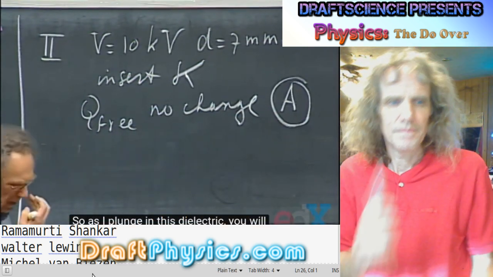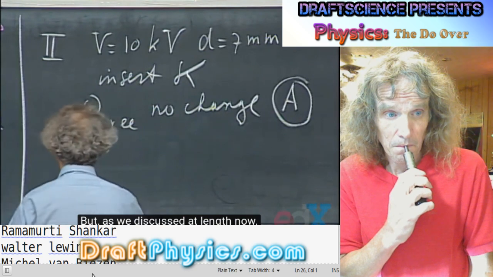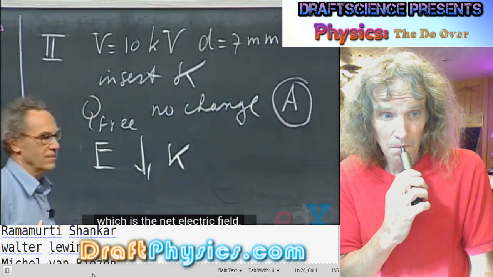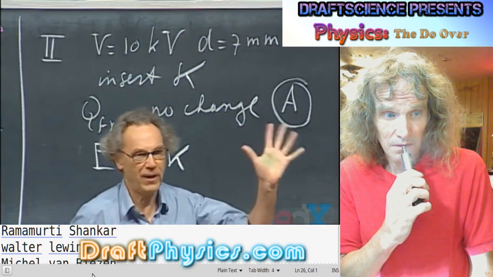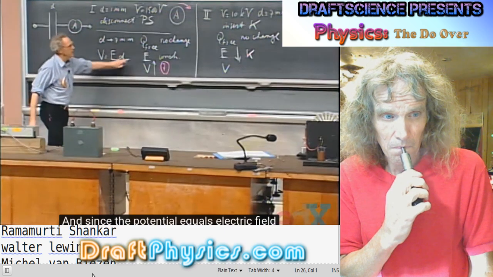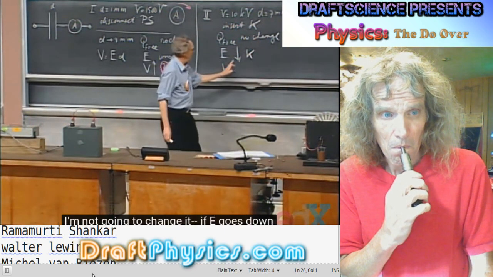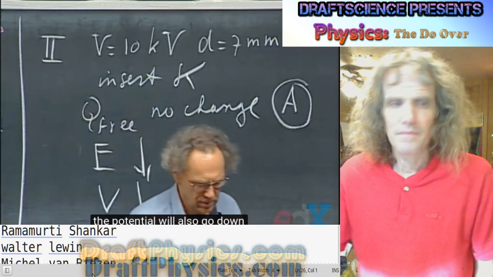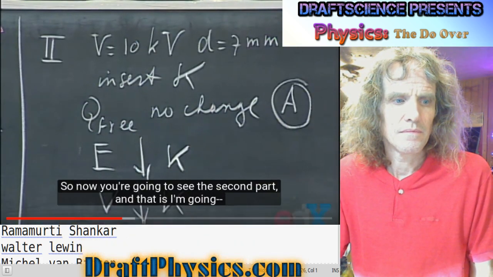Dielectric, you will not see any reading on the ammeter. But as we discussed at length now, the net electric field will go down by that factor kappa. That's what the whole discussion was all about. That's going to be a factor of 5. And since the potential equals electric field times D, but I keep D at 7 millimeters, I'm not going to change it. If the field goes down by a factor kappa, then clearly the potential will also go down by a factor kappa. So now you're going to see the second part.